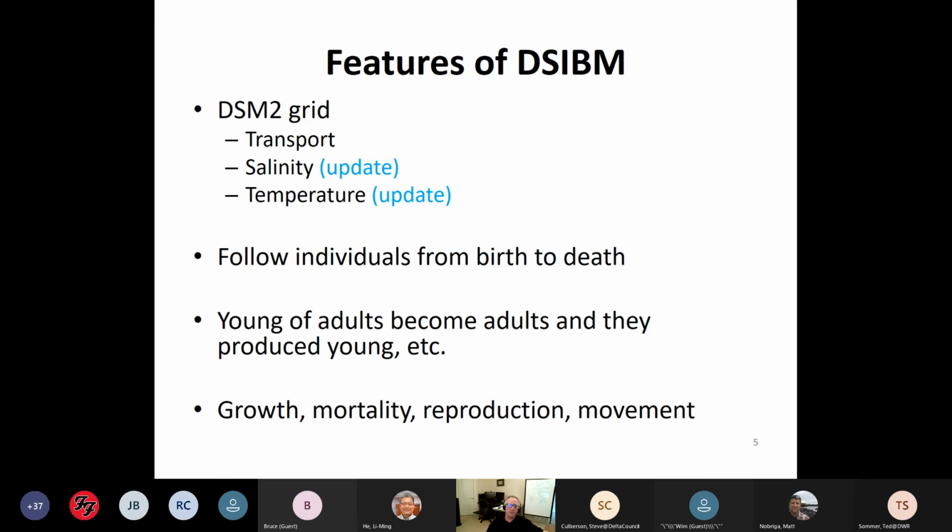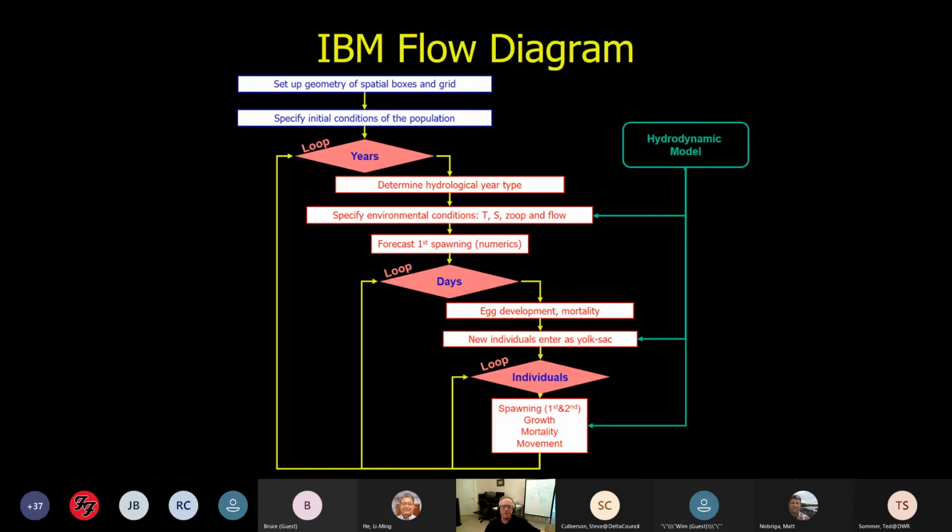As you know, it's DSM-2. One of the updates was that it now uses the actual salinity and temperature predicted by DSM-2. So it's the complete salinity, temperature, and transport package from DSM-2 that the individuals experience. Since I figured people would come and take breaks, I don't need to repeat this part.